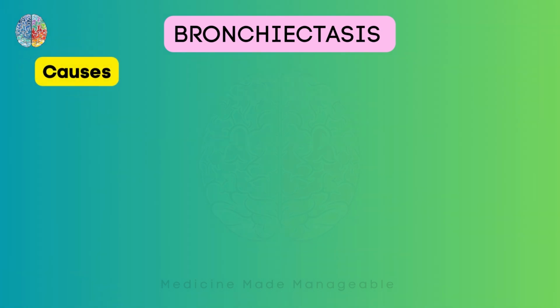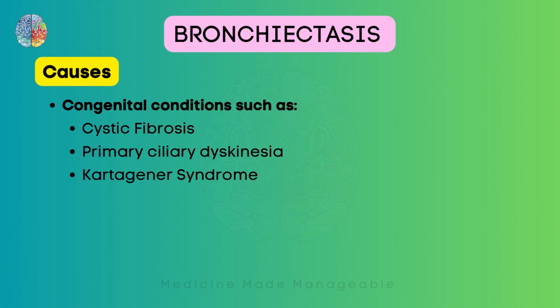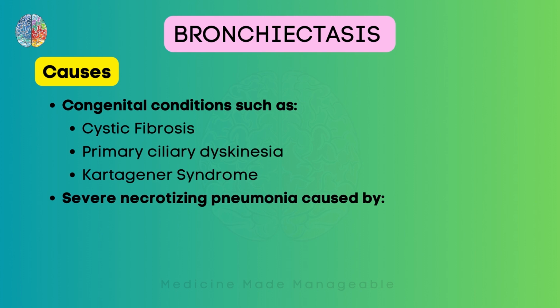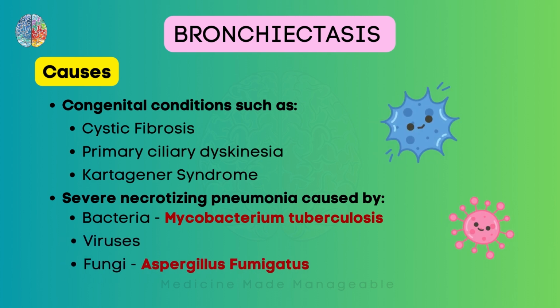Now, what are the causes of bronchiectasis? It can be caused by some congenital conditions such as cystic fibrosis, primary ciliary dyskinesia, or Kartagener syndrome. We will see why and how these conditions can lead to bronchiectasis. It can even be caused by some very serious infections, for example, bacteria, out of which TB is the most important one that you have to remember. It can even be caused by certain viruses and even fungi such as Aspergillus fumigatus. This is also important to remember.